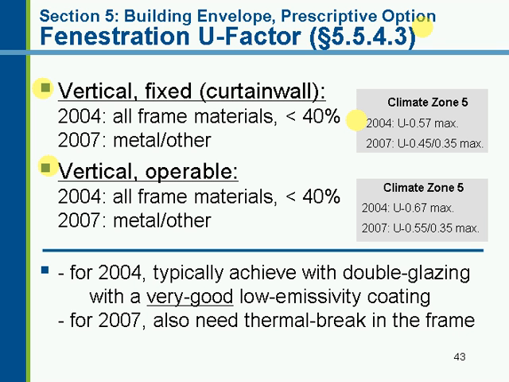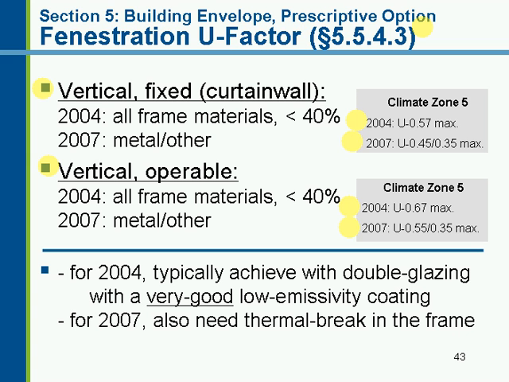You'll see in 2007 the category is going to split in a different way. So if it's metal framing, the U-Factor requirement for a curtain wall would be 0.45. If it's other framing, wood, vinyl, or fiberglass, it would be 0.35. For operable windows for 2004, you see the U-Factor is 0.67. It's a higher number in particular because the additional metal frame in the sash will result in greater heat loss. For 2007, it's 0.55 for metal frame and 0.35 for wood, vinyl, or fiberglass.